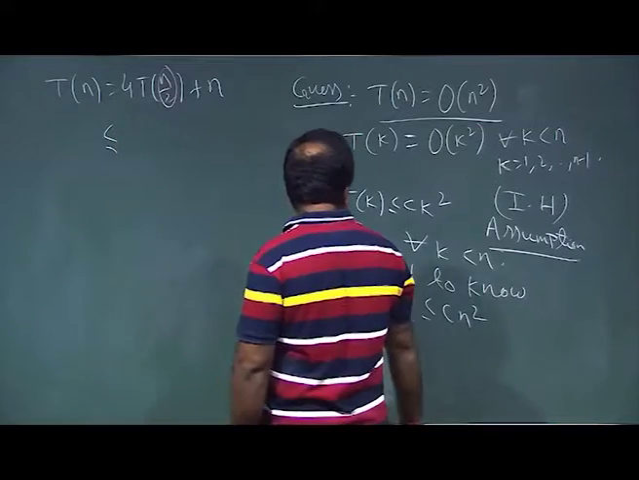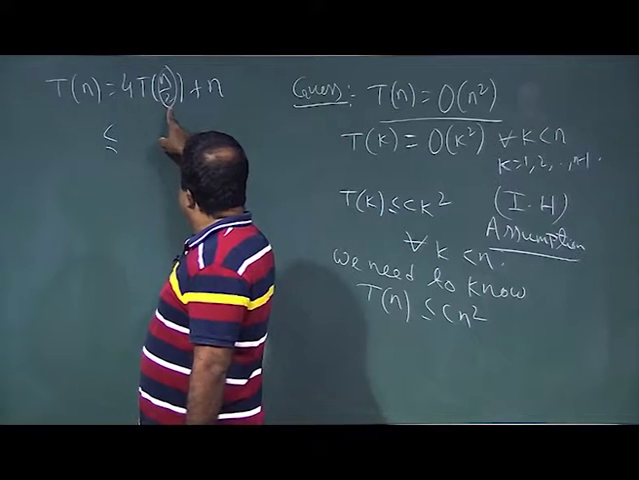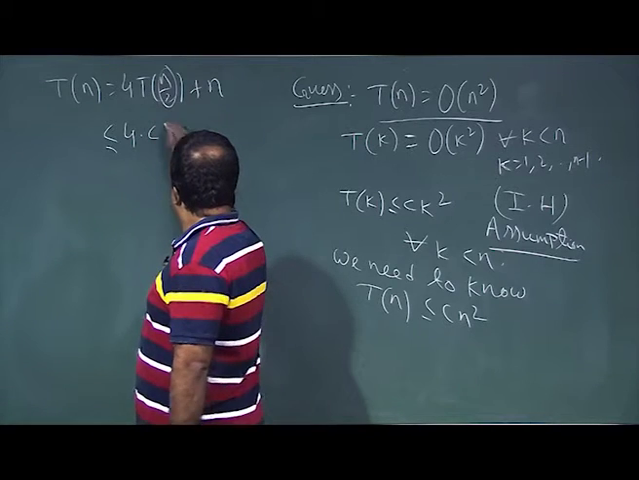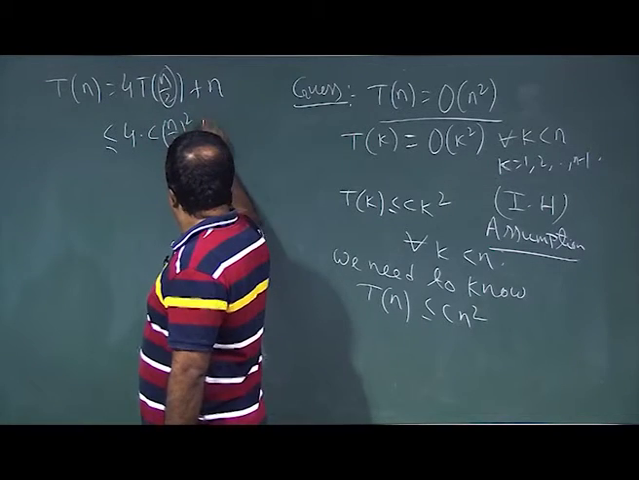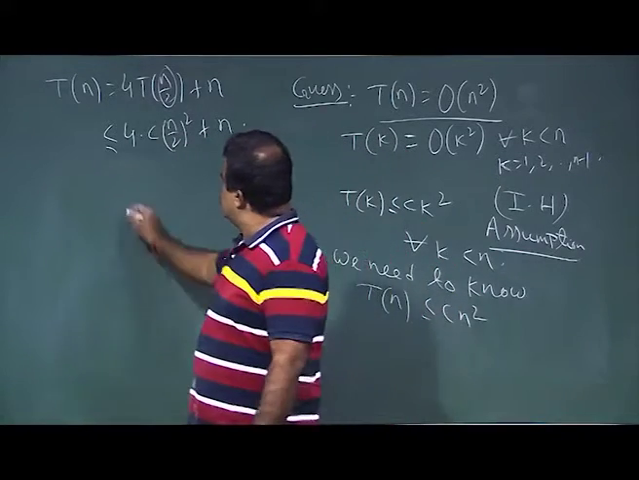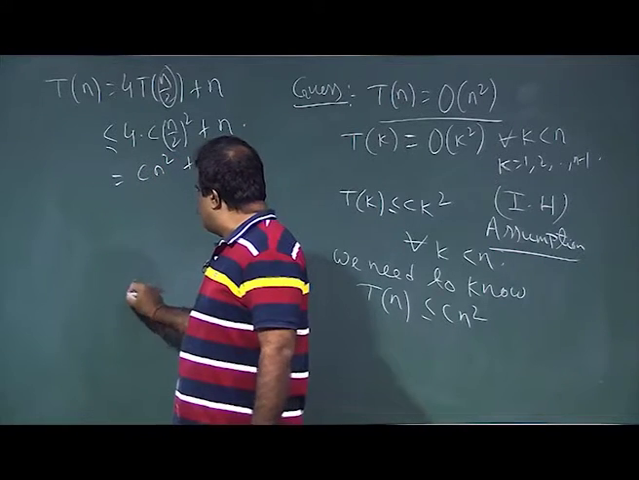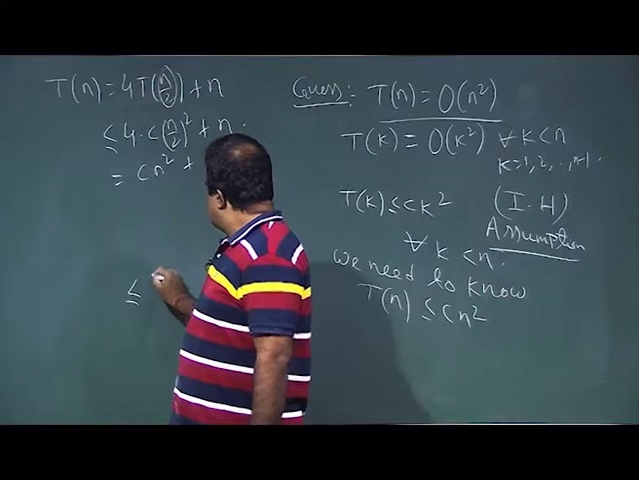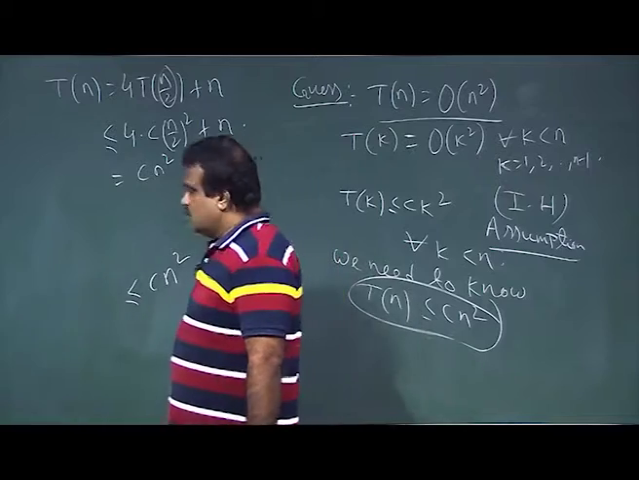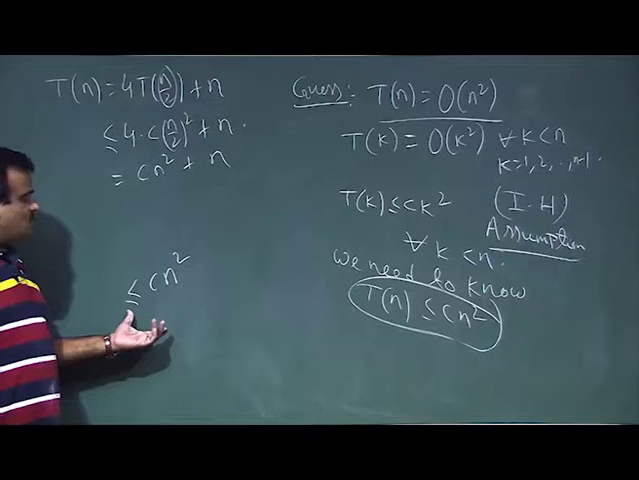So, this k is n by 2, which is less than n, so we can use the induction hypothesis. This is 4 into c times (n by 2) square plus n. So, this is basically 4 cancels, c n square plus n. Now, we want this to be less than or equal to c n square in order to get this result.